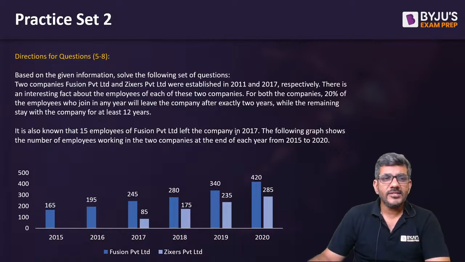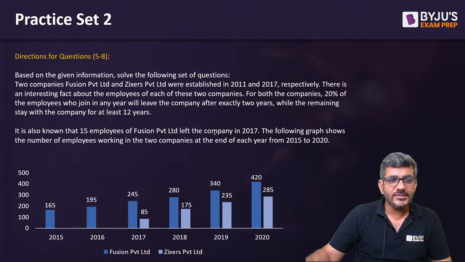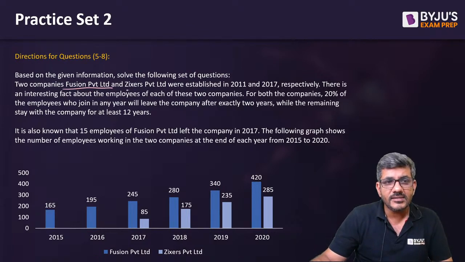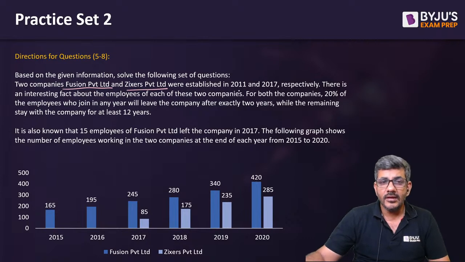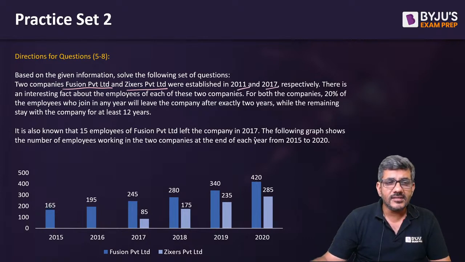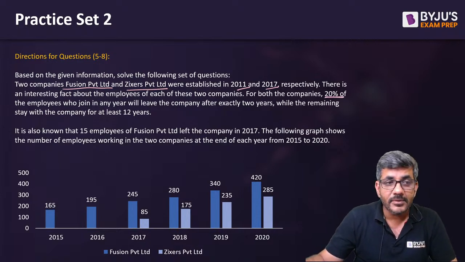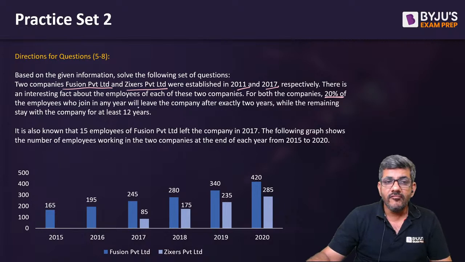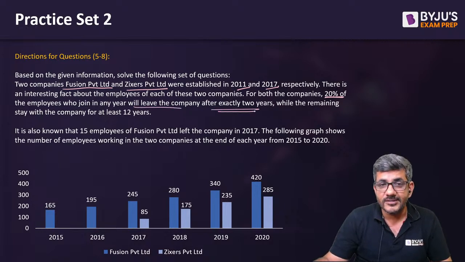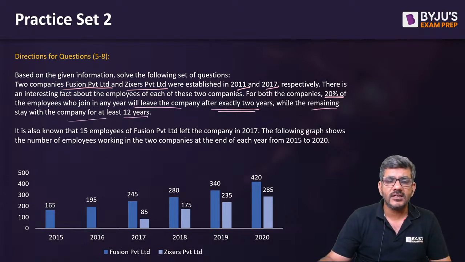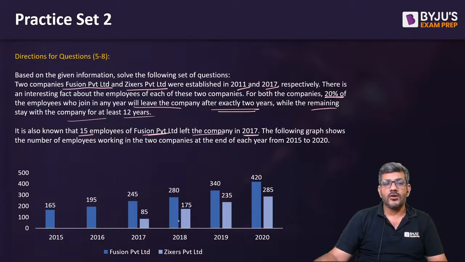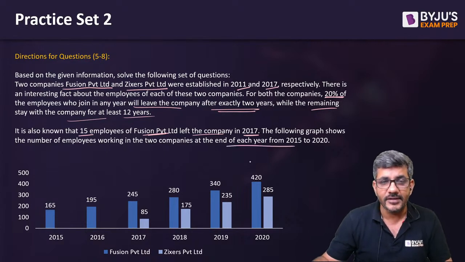So based on the given information, solve the following set of questions. Two companies, Fusion Private Limited and Zixers Private Limited, were established in 2011 and 2017. There is an interesting fact about the employees of each of these two companies: for both companies, 20% of the employees who join in a year will leave the company after exactly 2 years, while the remaining will stay with the company for at least 12 years. It is also known that 15 employees of Fusion Private Limited left the company in 2017. The following graph shows you the number of employees working in the company at the end of each year.